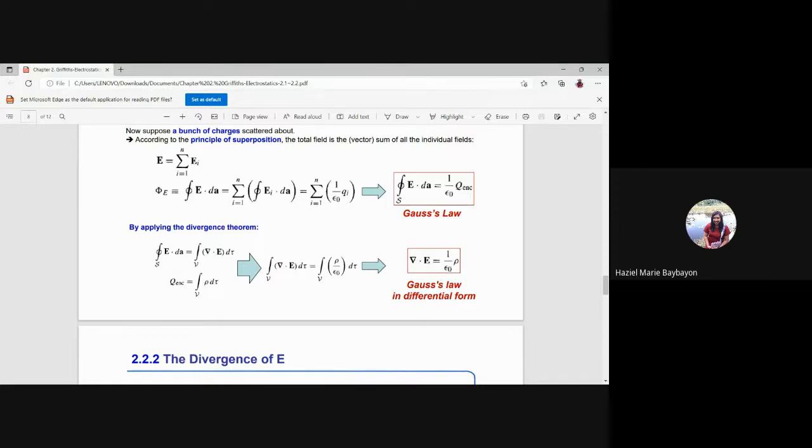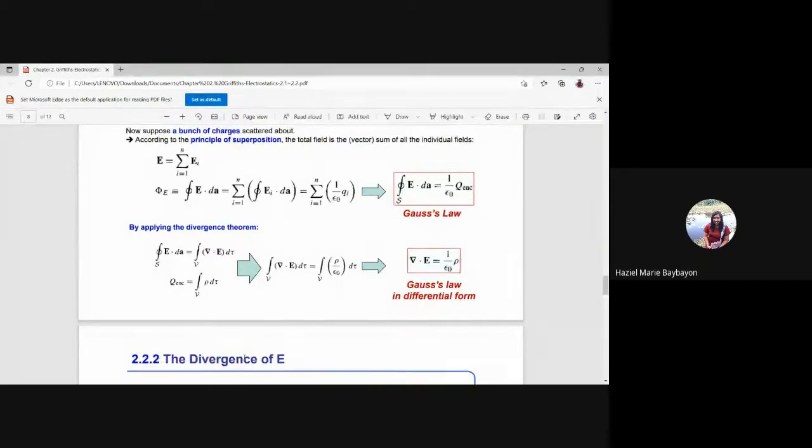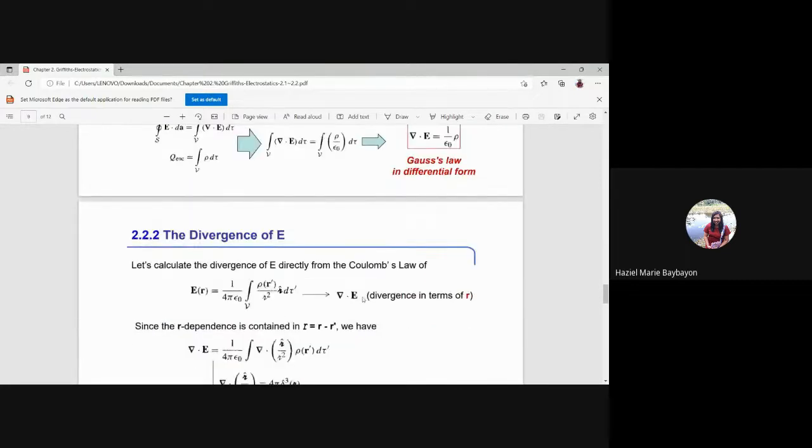So this is Gauss' law in differential form. So Gauss' law in integral form, and you have here Gauss' law in differential form. So this is one of the four Maxwell's equations. So Gauss' law in differential form. So we have now recognized one equation in the Maxwell's equations class. Okay? So this is one of the four Maxwell's equations.